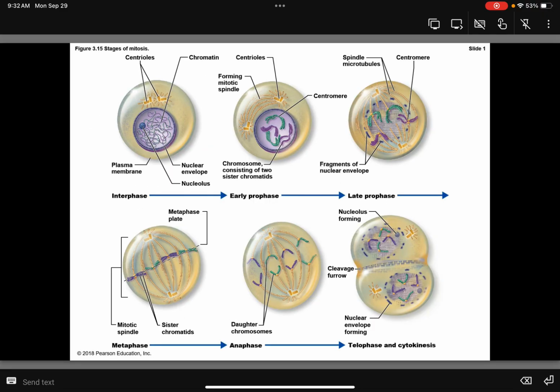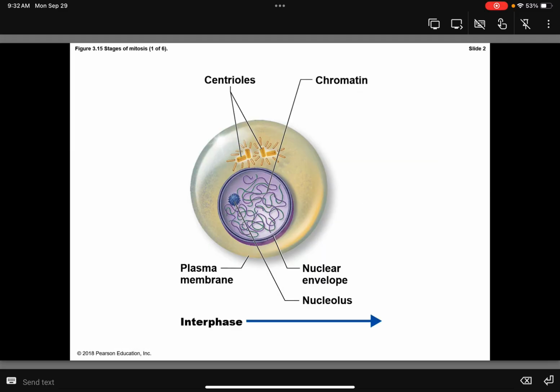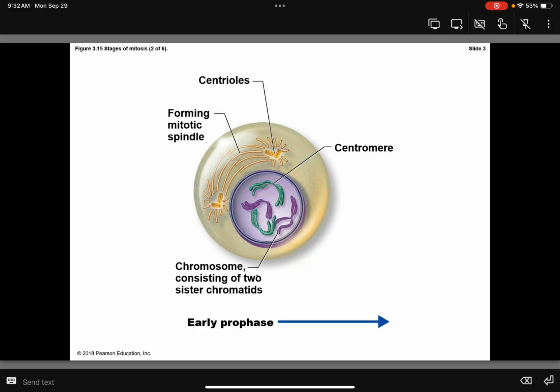So this is just the picture that is in your book on page 84, showing each of the stages of mitosis. These next slides show each of the individual ones. So prophase: see the chromatin there, you have the centrioles that are starting to form, and then the nucleus is going to start to break down.